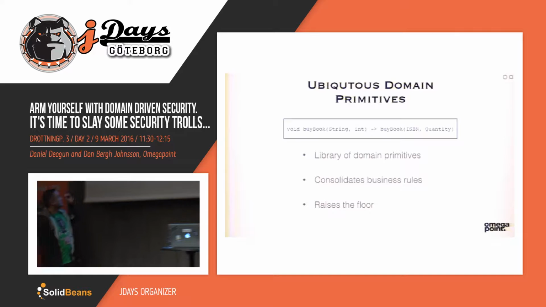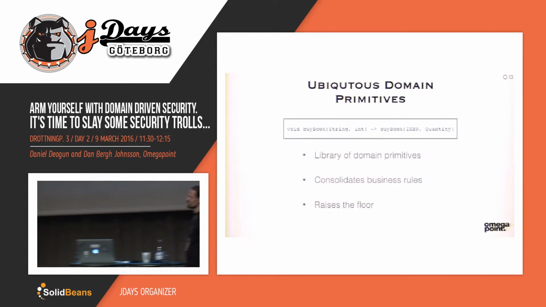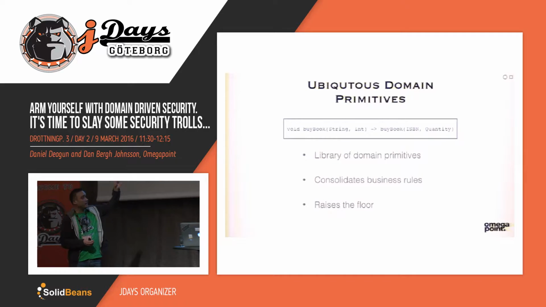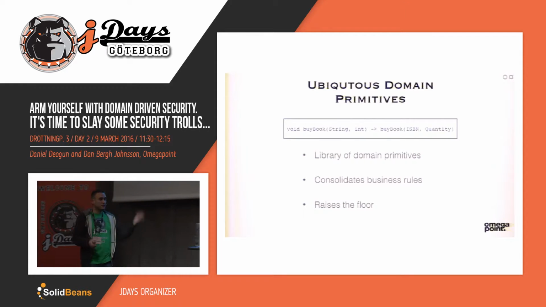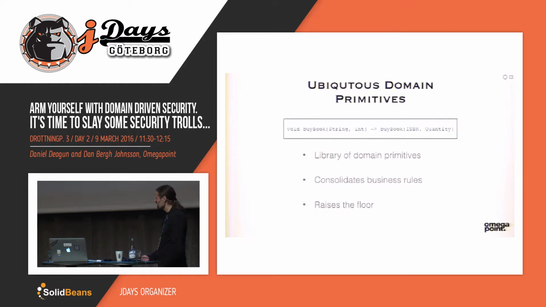Well, in the long run, you are going to create a big library of, let's call them, domain primitives. So you actually consolidate your business rules, and you create these building blocks that sort of define your business. And that sort of raises the floor of your APIs. Well, that sounds nice. So as you can see there, you don't accept a string and an int, you accept an ISBN and a quantity. So it's just really as simple as that, I think. But, okay, is it really this simple?